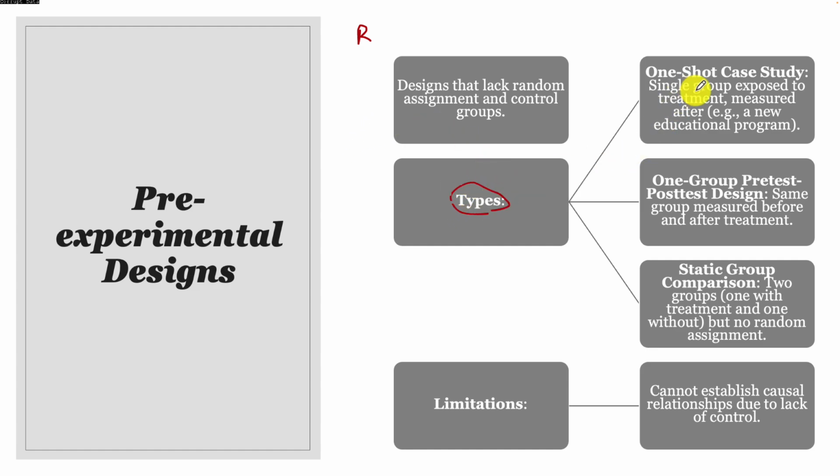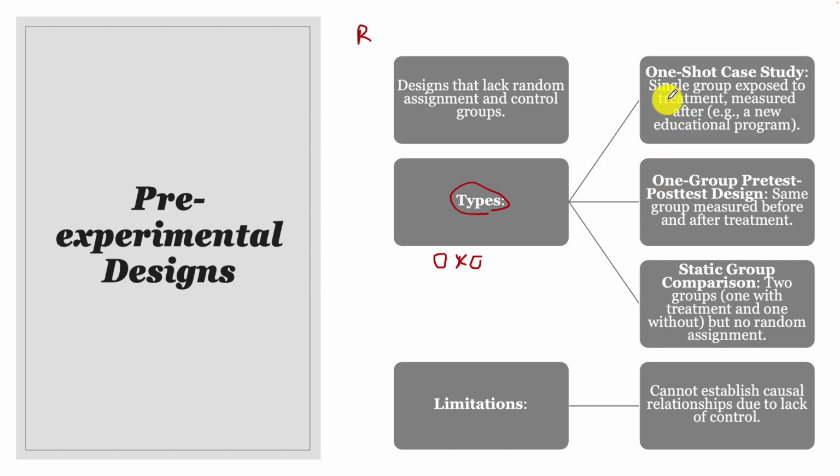There is a one-shot case study, which we'll talk about. There's a one-group pre-test, post-test design. Okay, so what would that look like? Well, that would look like this. One group pre-test, we have an intervention, which is an X, and post-test, right? One group pre-test and post-test.